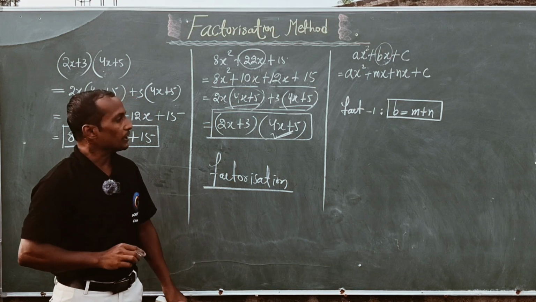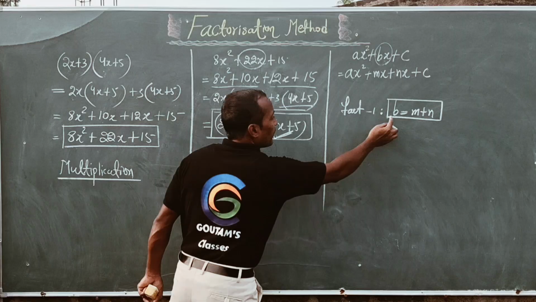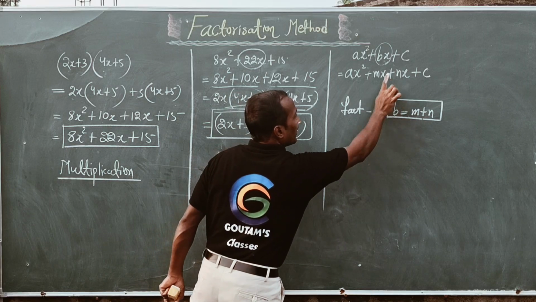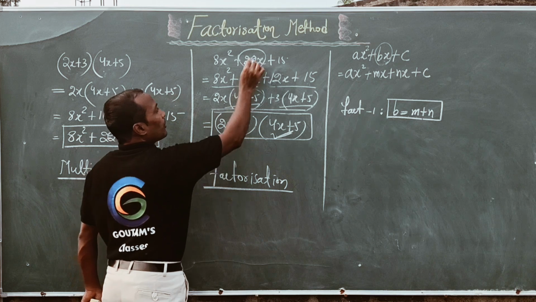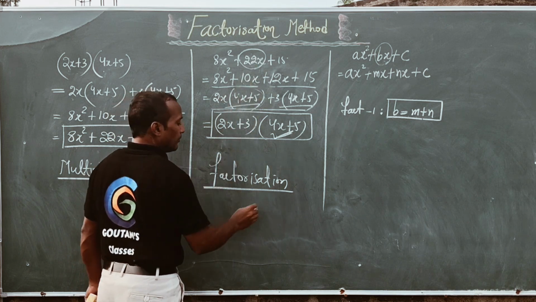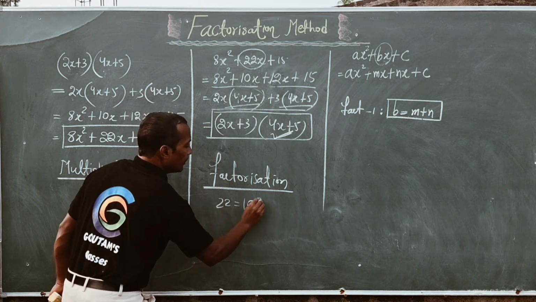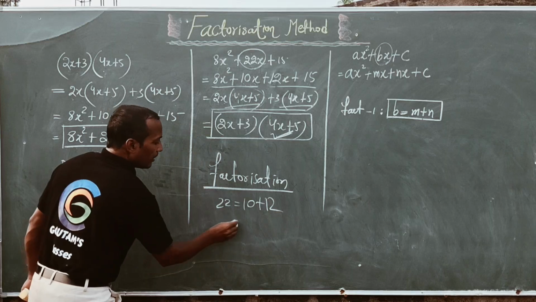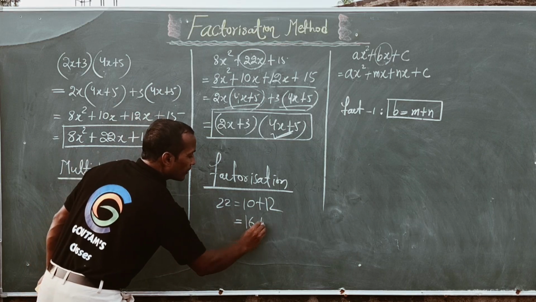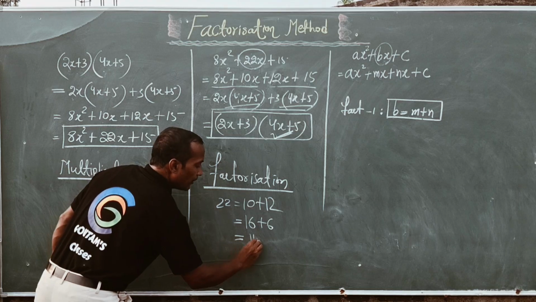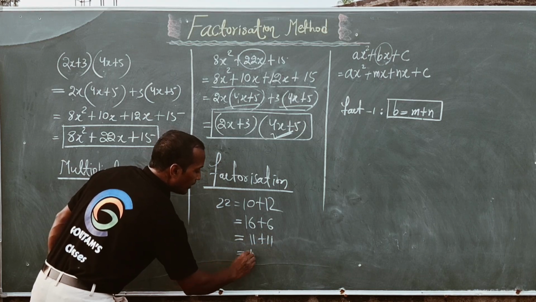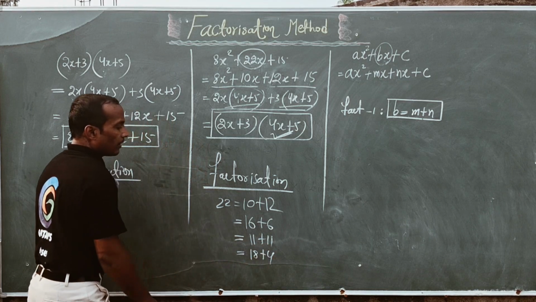Now one question arises. We have to write b as m plus n, like bx as mx plus nx. But have a look. 22 is no doubt 10 plus 12. We know it. Okay, 22 is 10 plus 12. But at the same time, don't you think 22 can be written as 16 plus 6? Say 22 can be written as 11 plus 11, or we can write it as 18 plus 4.